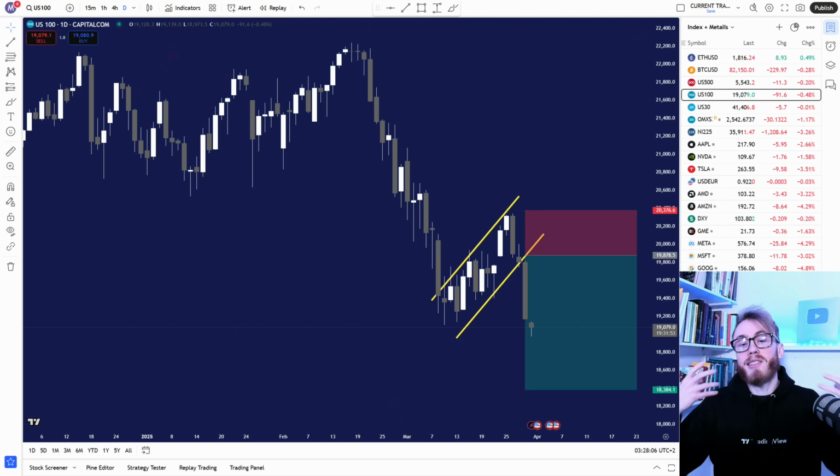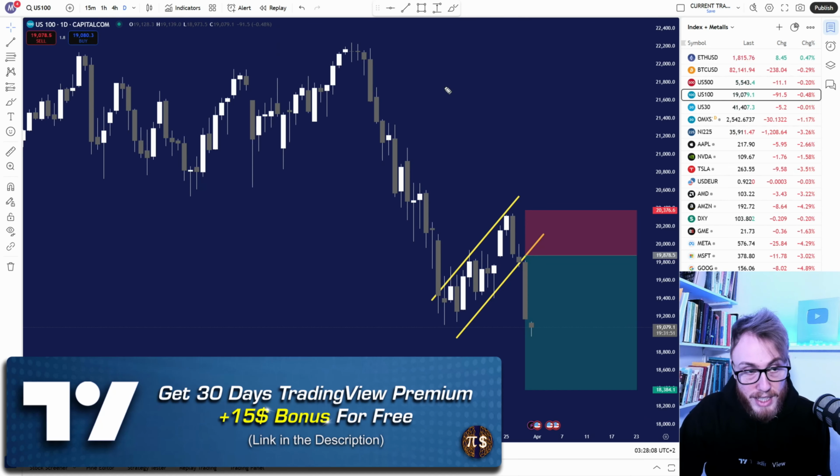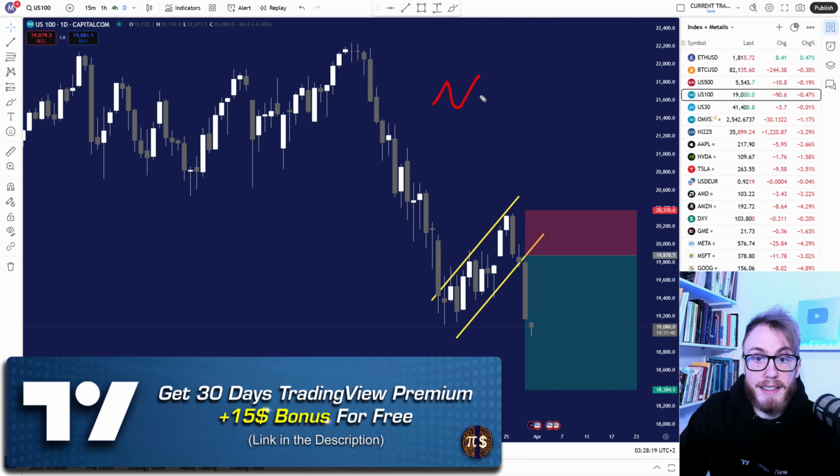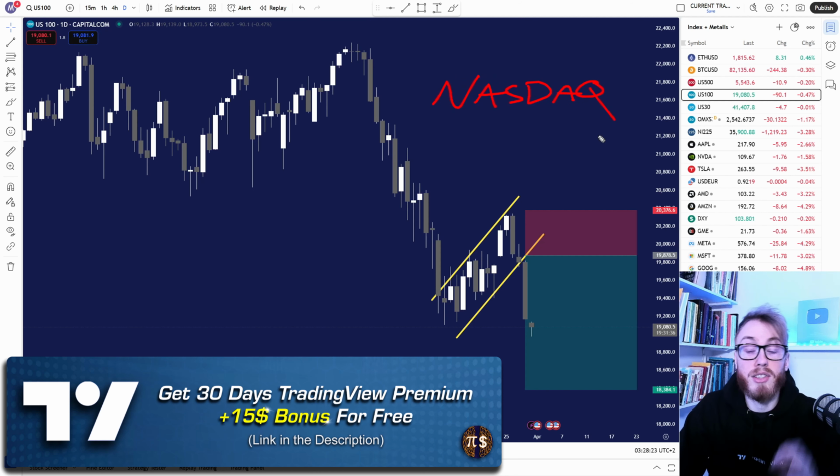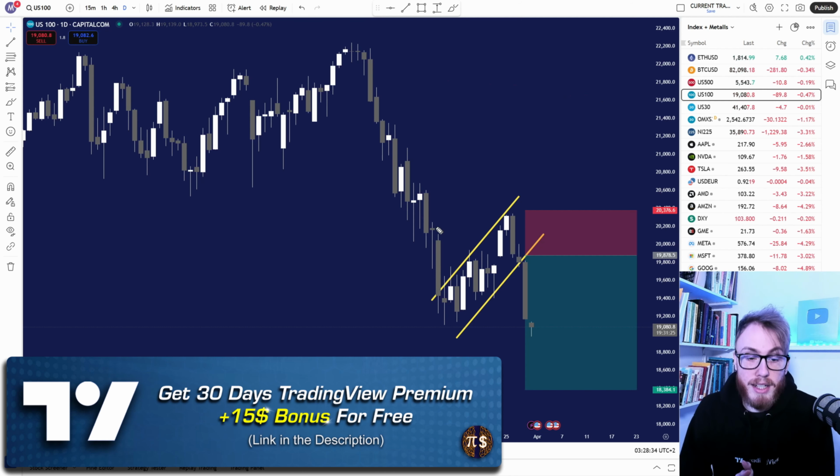But all right, so now let's jump back into TradingView here. And right now we're looking at the Nasdaq 100. This is one of the largest stock market indices in the world, containing many tech stocks. But now the first trading strategy I want to show you guys is a trading strategy called the bear flag strategy. And what is this?